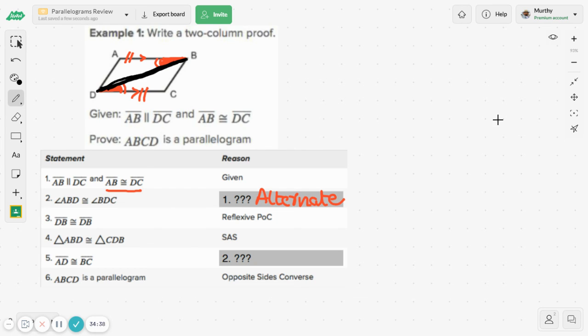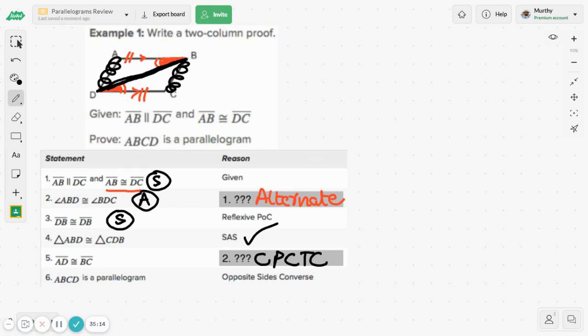So I see that side equals side, and I see that angle equals angle, and I see that AB is congruent to DC. Therefore, side equals side. So by which property? I would say that, oh, SAS is given. Therefore, AD, this side, equals this side. So this is going to be corresponding parts of congruent triangles are congruent.